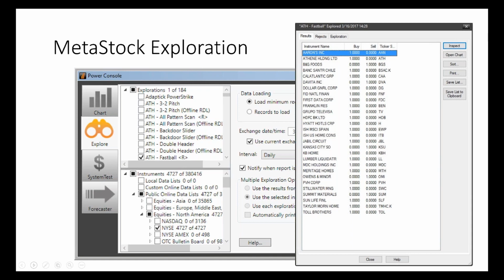So in my head, when I'm looking at charts, I'm also going to look at Horton, I'm going to look at Beazer. I'm going to start pulling up a bunch of home builders just to see what's going on, see if there's something in the sector that I can capitalize on.